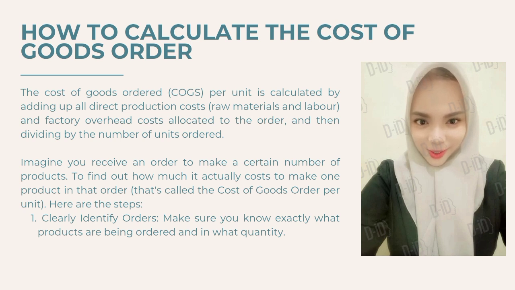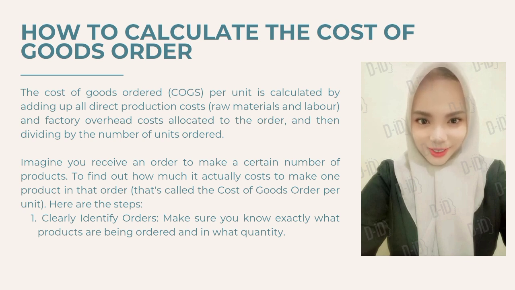The cost of goods ordered (COGS) per unit is calculated by adding up all direct production costs, raw materials and labor, and factory overhead costs allocated to the order, and then dividing by the number of units ordered. Imagine you receive an order to make a certain number of products. To find out how much it actually costs to make one product in that order, that's called the cost of goods order per unit. Here are the steps.